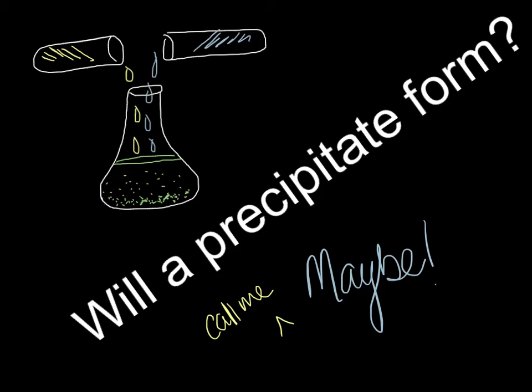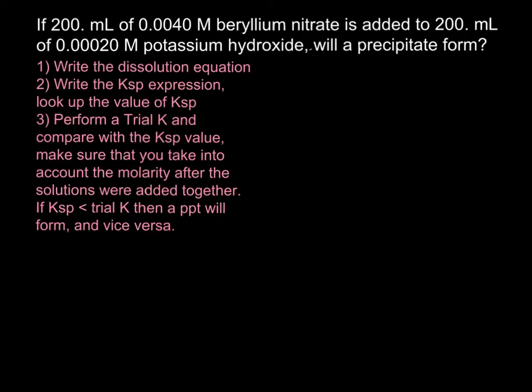So this next style of problem determines whether a precipitate will form when you're combining two solutions. Now, in order to do this, we're going to have to calculate a trial K expression. So let's look at this example where we have 200 milliliters of 0.0040 molarity beryllium nitrate added to 200 milliliters of 0.00020 molarity potassium hydroxide. And you're asked, will a precipitate form?